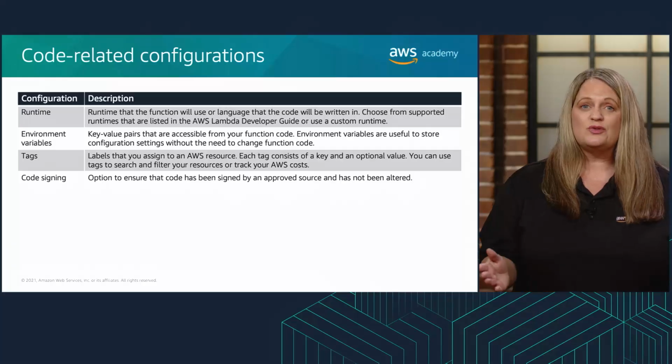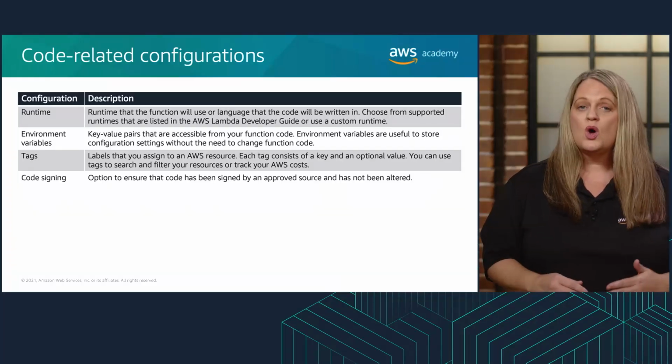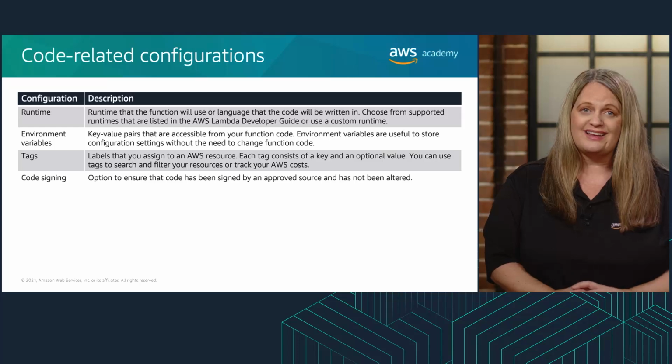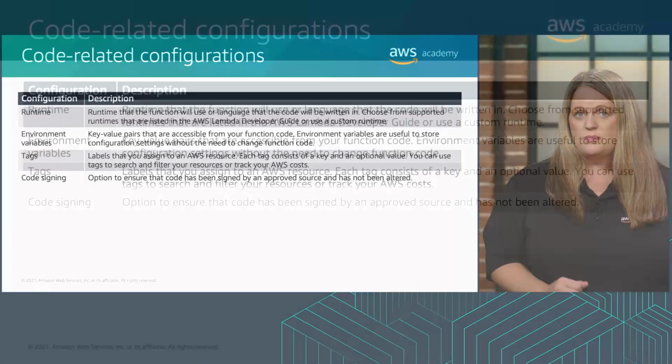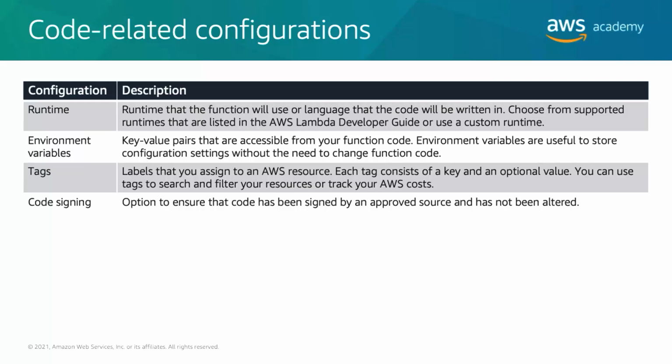Code-related configurations are also available. These include the runtime that the function will use, or the language that the code will be written in. You can specify environment variables, which are key-value pairs that are accessible from your function code. You can configure tags, which are labels you assign to an AWS resource. Each tag consists of a key and an optional value. And you can use code signing, which ensures that the code has been signed by an approved source and has not been altered.